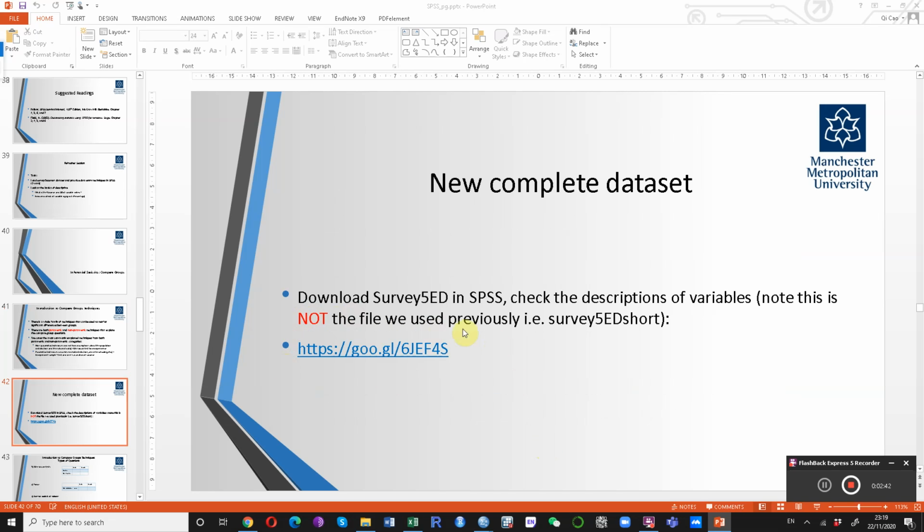You've downloaded this data set already. If you haven't, then I advise you to do so. It's a complete version of the Survey 5ED short data set we've been using. And this data set is in the format of .sav, which is basically an SPSS data file. After you download it, you could click on it and look at variable view, explore the different techniques.